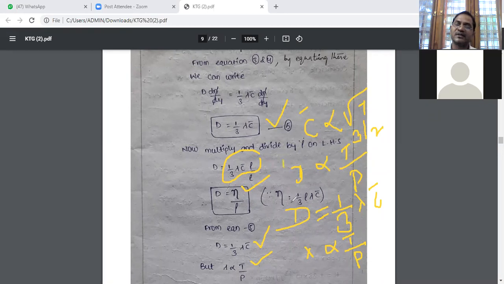Okay, so this is an important point from the entrance exam point of view. The coefficient of diffusion of the gas is directly proportional to T power 3 by 2. I told you that in the case of the coefficient of viscosity, eta is proportional to root T, and the thermal conductivity coefficient K is directly proportional to root T. But here the diffusion coefficient is directly proportional to T power 3 by 2.